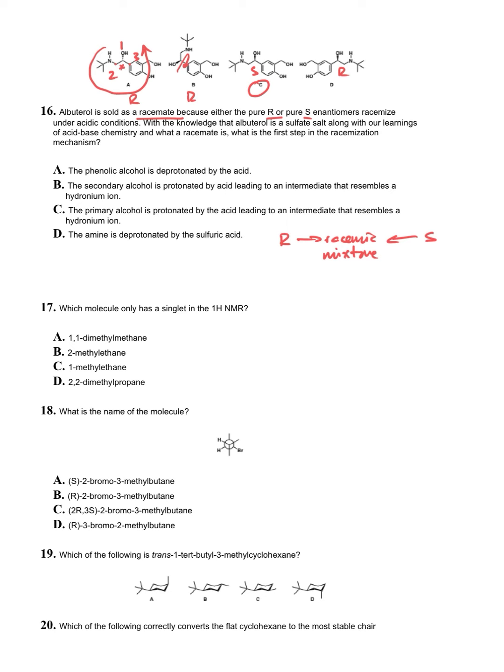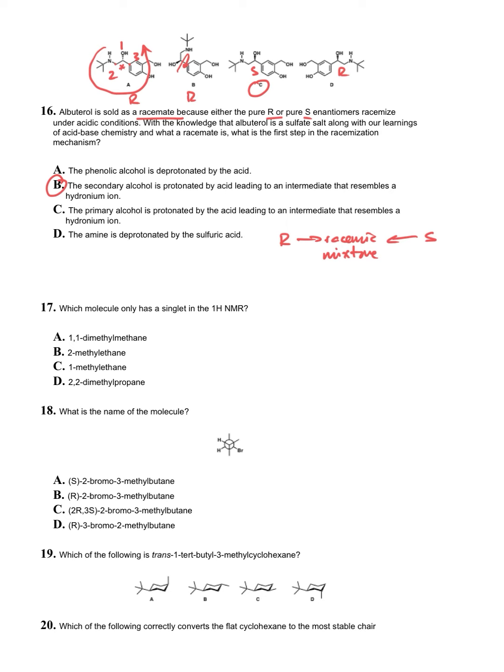Well, basically, the nitrogen's already protonated, and the stereogenic center is the secondary alcohol. So we know that if something is to racemize, it has to be the center with the 4 different substituents. So the correct explanation here is B. The secondary alcohol is protonated by the acid, leading to an intermediate that resembles a hydronium ion. So you don't need to know what the exact mechanism of this is. You just have to recognize that the functional group, the secondary alcohol, is the carbon of the stereogenic center. So if that's pure R or pure S, that's what gets racemized.